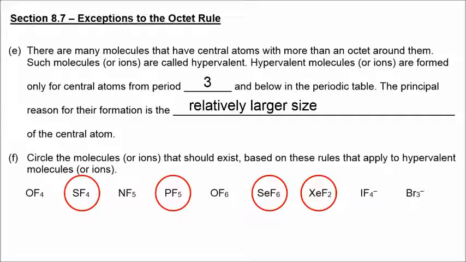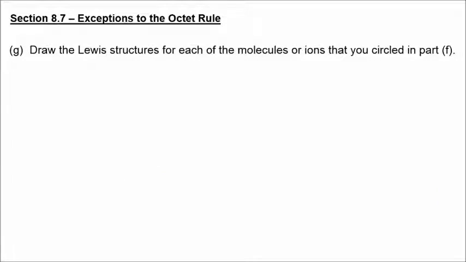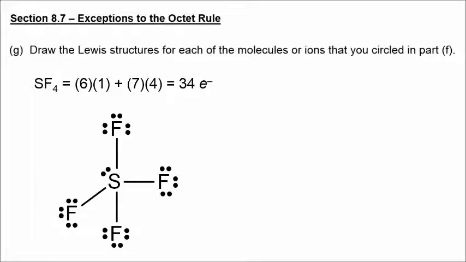Xenon difluoride. Iodine tetrafluoride with a charge of -1. And the tribromine ion that has a charge of -1. Let's go ahead and draw the Lewis electron dot structures for these 6 hypervalent molecules or ions. So sulfur tetrafluoride has a total of 34 electrons. There's an extra lone pair on the sulfur.